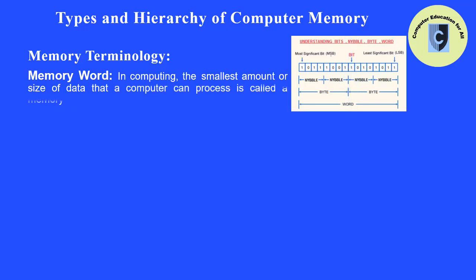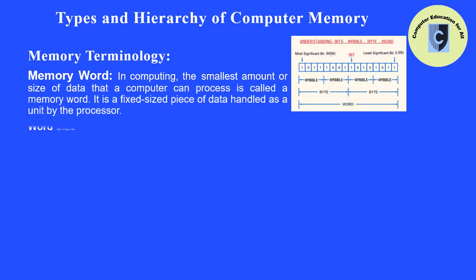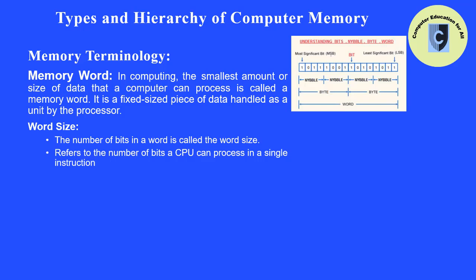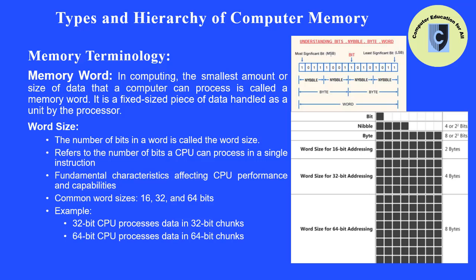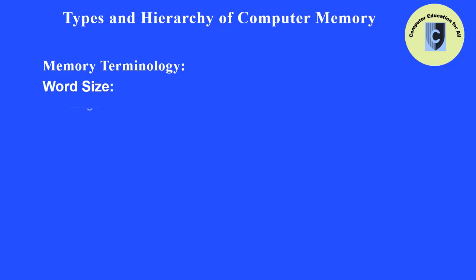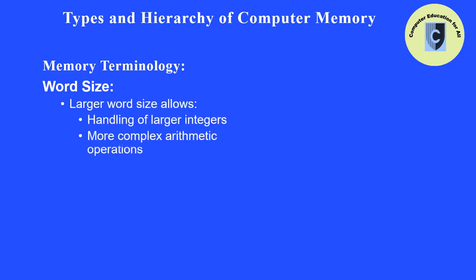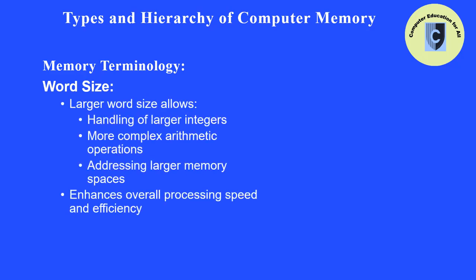Memory word in computing. The smallest amount or size of data that a computer can process is called a memory word. It is a fixed-size piece of data handled as a unit by the processor. The number of bits in a word is called the word size. Word size in modern computers typically ranges from 16 to 64 bits, depending on the size of the computer. A computer that has a bigger word size can transfer more bits into the microprocessor at a time for processing, and this improves the processing speed of the computer.